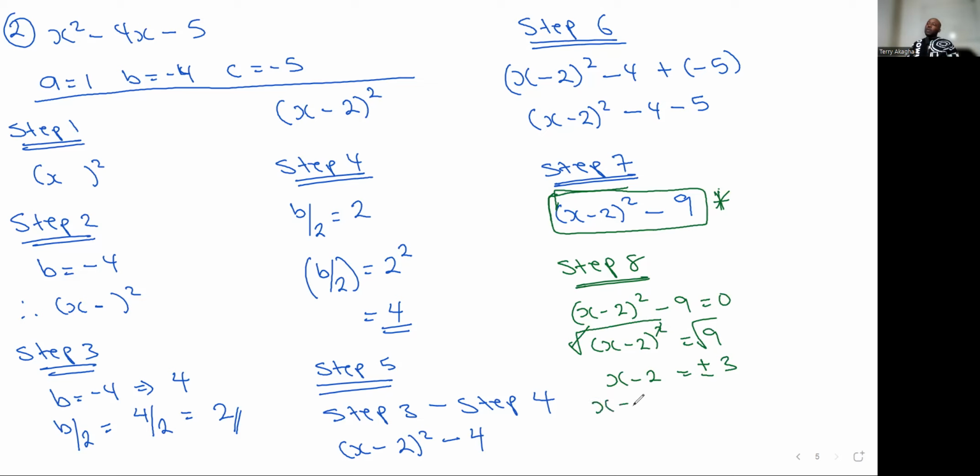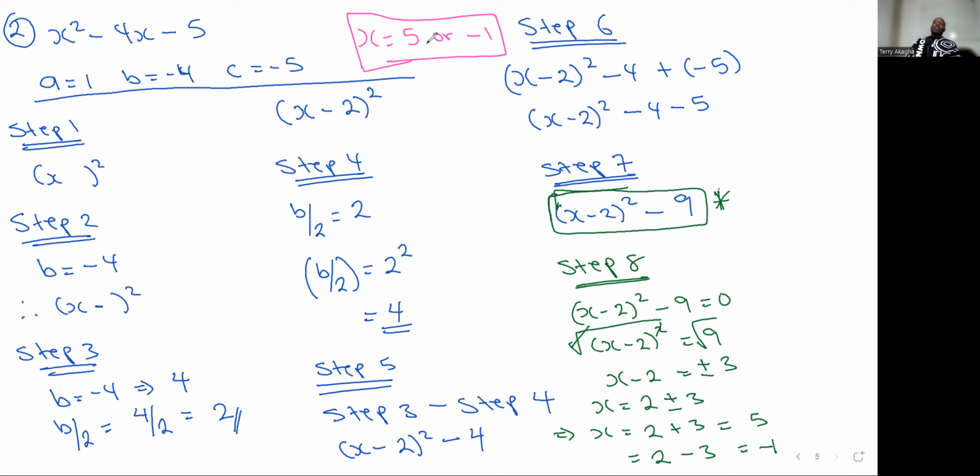So x is going to be equal to 2 plus or minus 3. So therefore, we can now say x is equal to 2 plus 3, and x is equal to 2 minus 3. So 2 plus 3 will give us 5. 2 minus 3 will give us minus 1. All right? So now, based on this, we can say for this question, x is equal to 5, or x is equal to minus 1. And that is that for that.